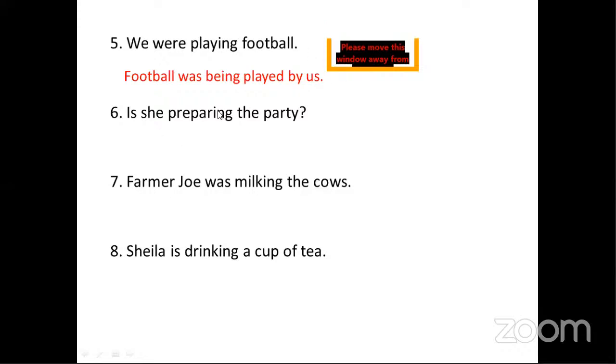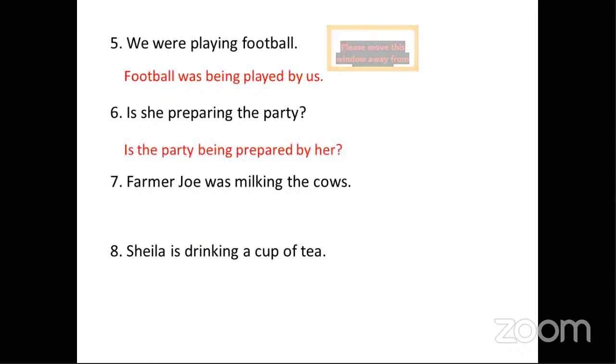Next sentence, is she preparing the party? It's a question, present continuous tense. How is the answer? Is the party. The party comes as the subject. Is the party. Then we have to get being prepared. This is a regular verb, prepared by her. She is converting into the object pronoun her. So is the party being prepared by her? That is our passive voice question.